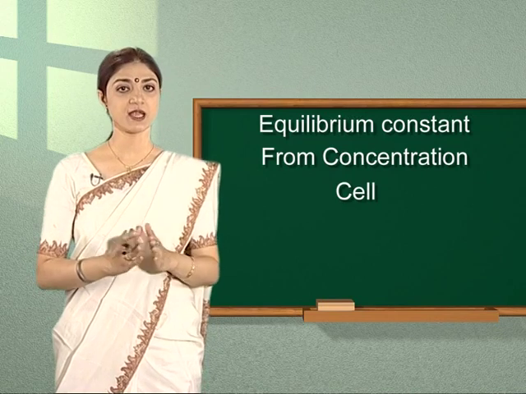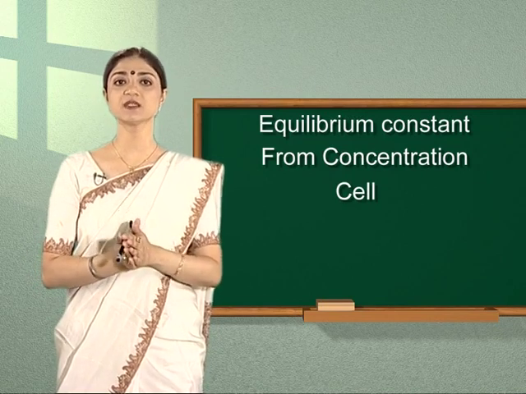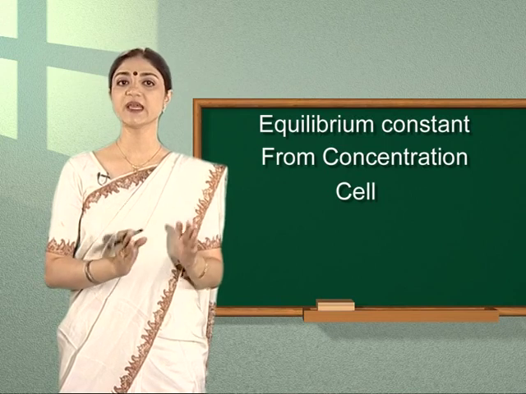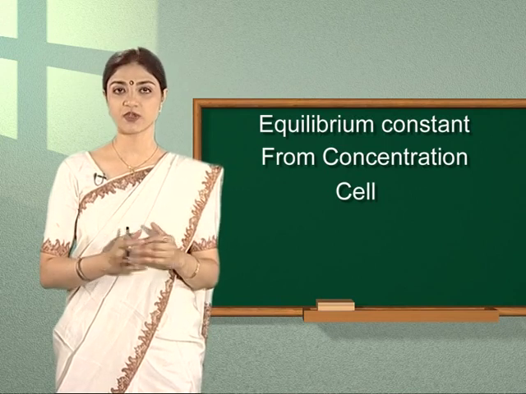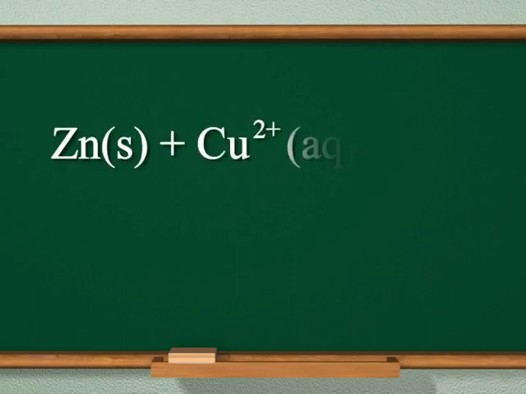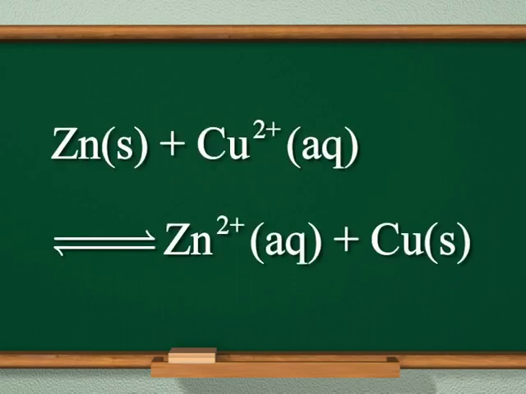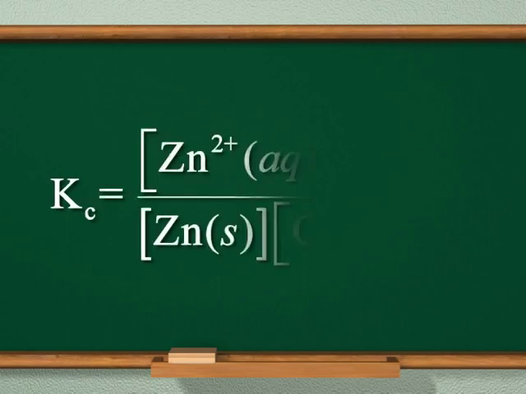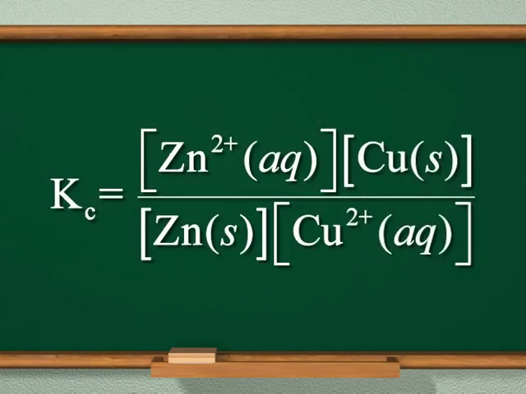The EMF of a cell can be used to calculate the value of the equilibrium constant in a cell reaction in the state of equilibrium. Let us consider the redox reaction taking place in a cell as shown on the screen. For this reaction, we have equilibrium constant Kc equal to concentration of zinc ions in aqueous phase multiplied by concentration of copper metal divided by concentration of zinc metal multiplied by concentration of copper ions in aqueous phase.